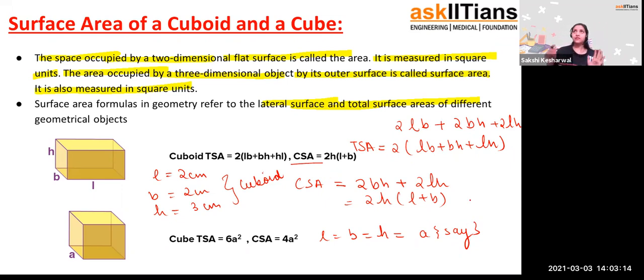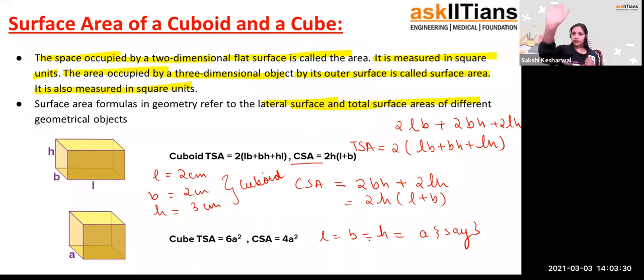Similarly, if I ask for the area, the top area will be A into A, that's a square, right? The bottom area will again be A into A, that's A square. So 2A square I got. The side will be A into A, that's A square. This side will be A into A, A square.